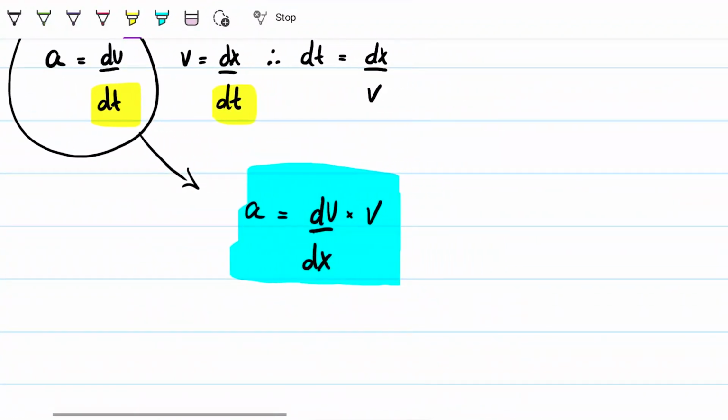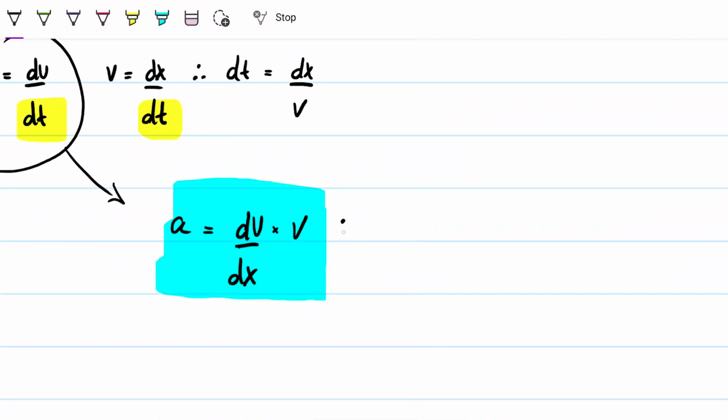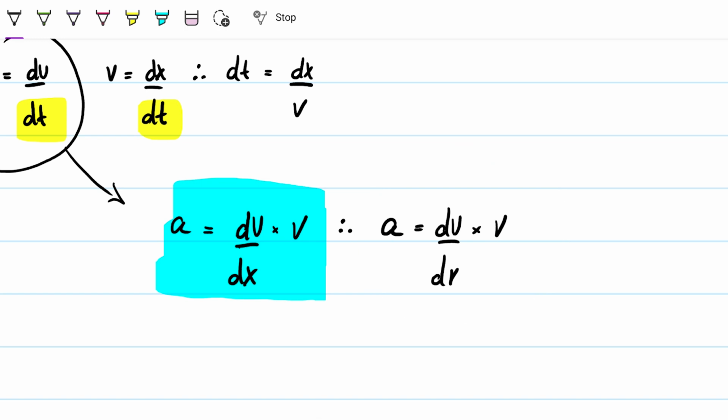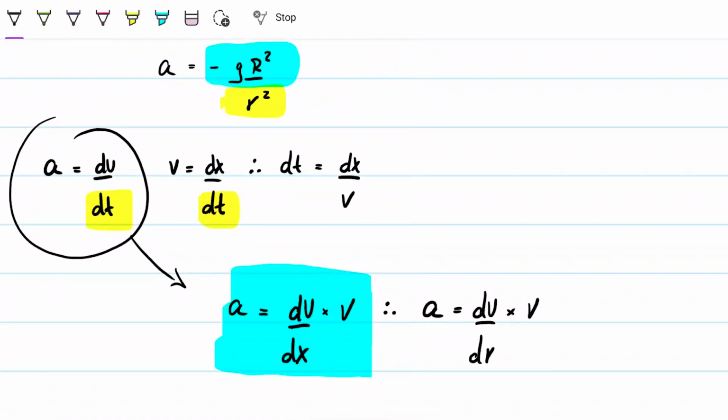So really, I can write this, and this is exactly the same thing. I'm not changing anything whatsoever here. It's just saying the rate at which velocity changes with r, the distance r, instead of the distance x, times velocity. And then I can take advantage of this to calculate my escape velocity, which is what the problem is asking us to do.